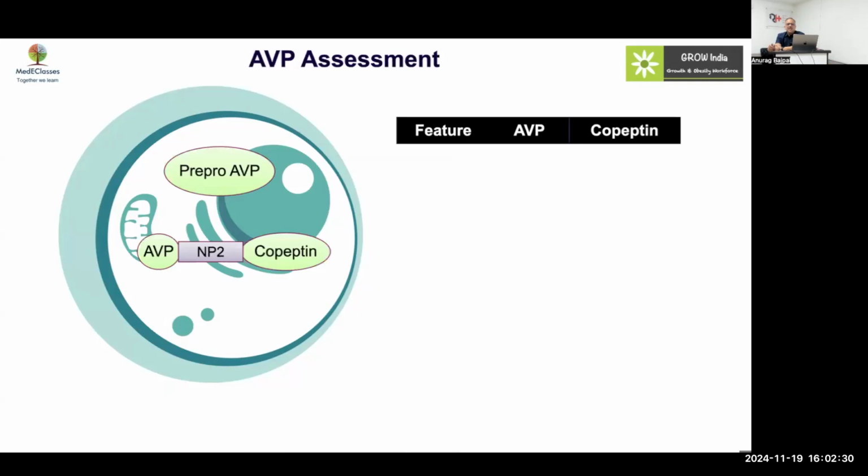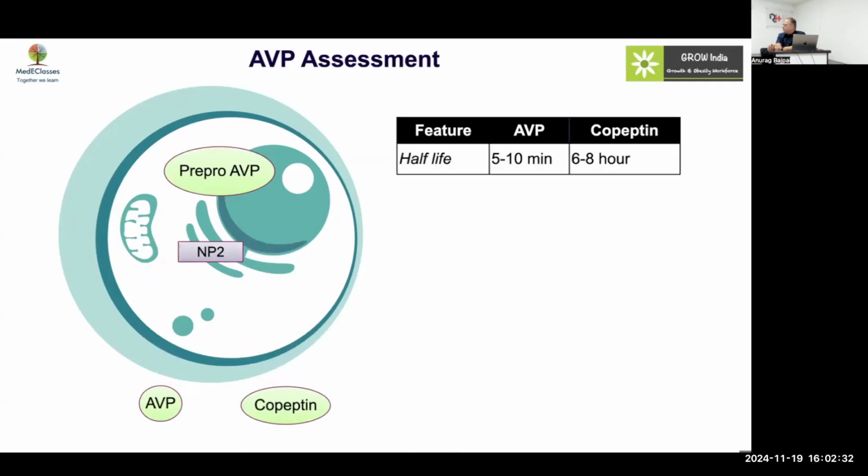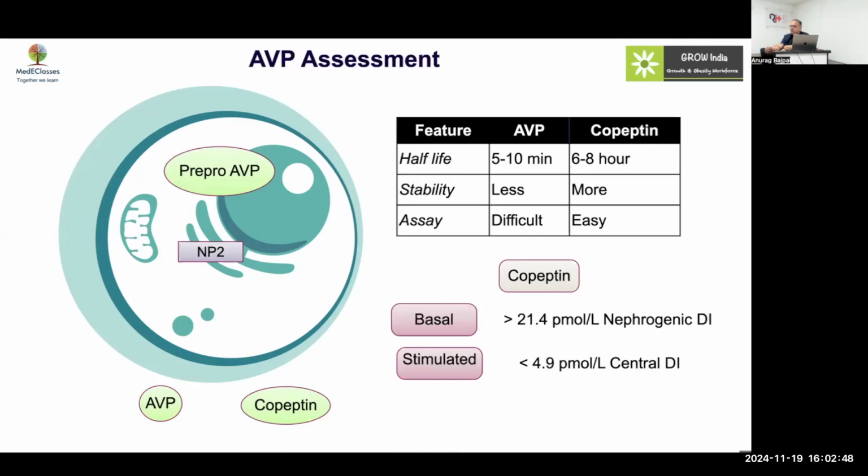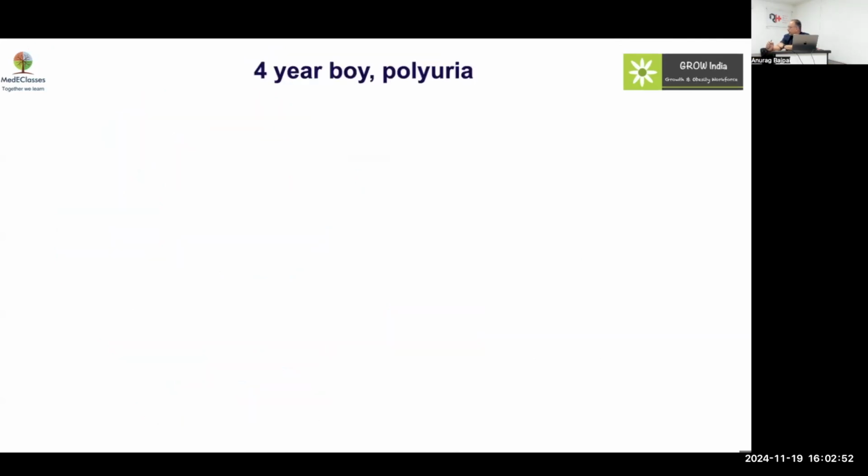As we discussed, AVP is very rapidly degraded in the blood. It's not a good marker. We can think of copeptin, and copeptin is now emerging as a marker of the DI status. If somebody has a level which is high at baseline, this is nephrogenic, and if on stimulation it is low, that is central DI. So this is how you identify.